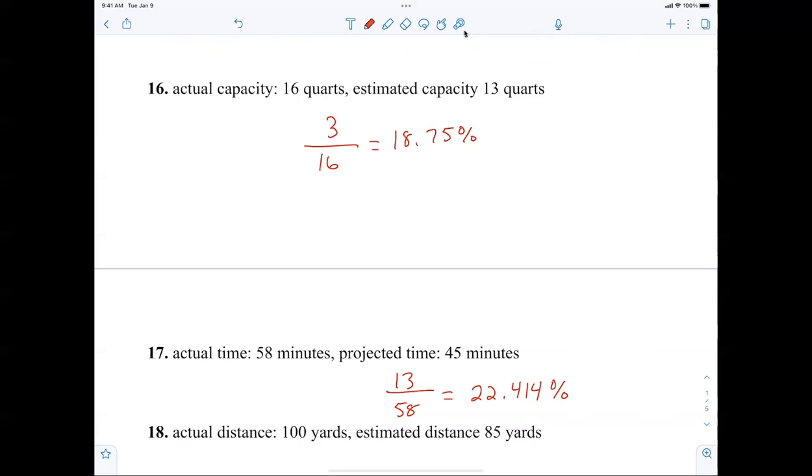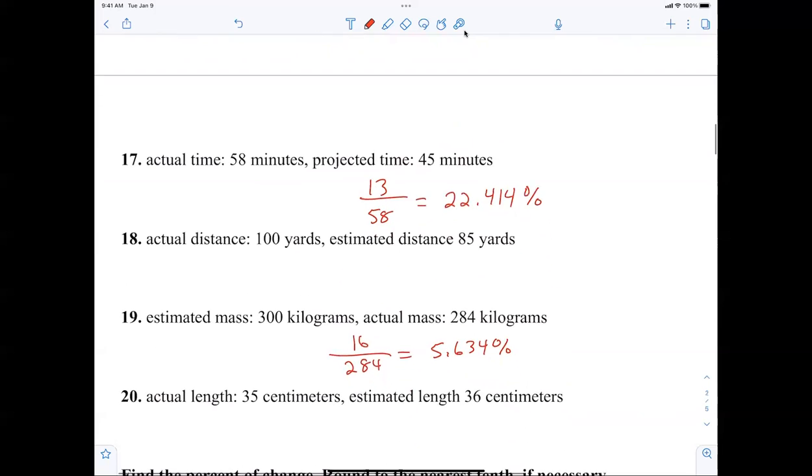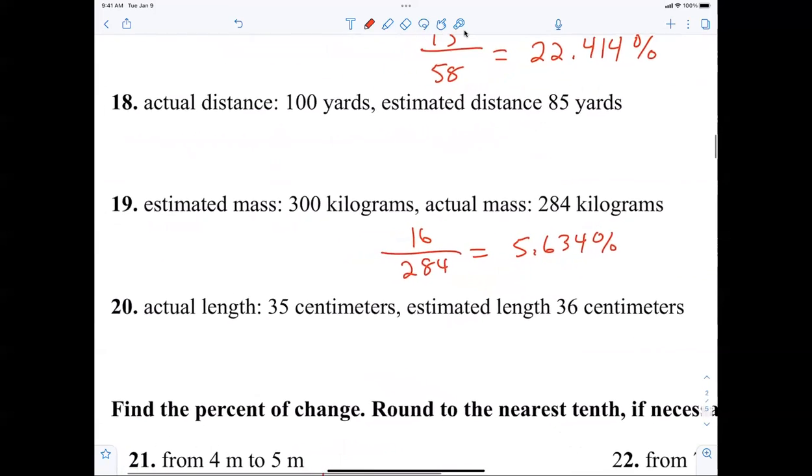Anybody else get 18.75%? Yep. All right. Thank you, Claire. Very much, actually. All right. Next, 18.